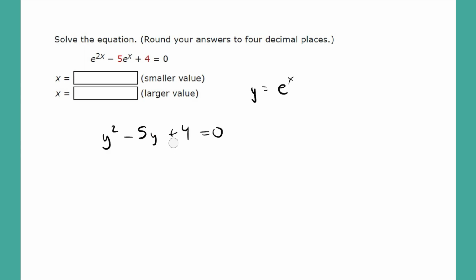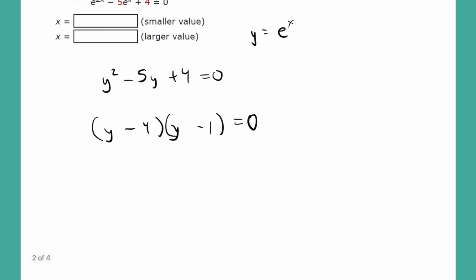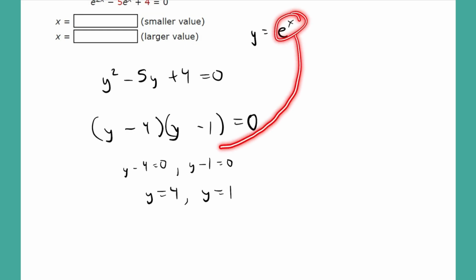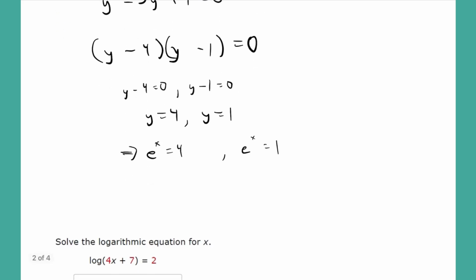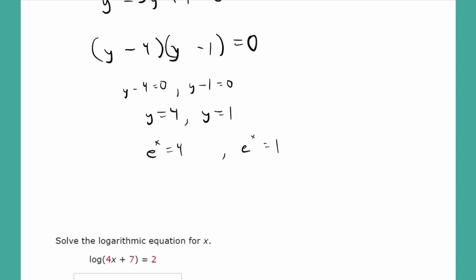And this should be a pretty simple trinomial to factor. You should get y minus 4, y minus 1. And the two solutions, if you set these equal to 0 and solve, will be positive 4 and positive 1. However, we're not done. We need to resubstitute the original substitution for y and solve these two equations because we want to solve for x, not for y. So if we do that, this becomes e to the x equals 4, and this one becomes e to the x equals 1.